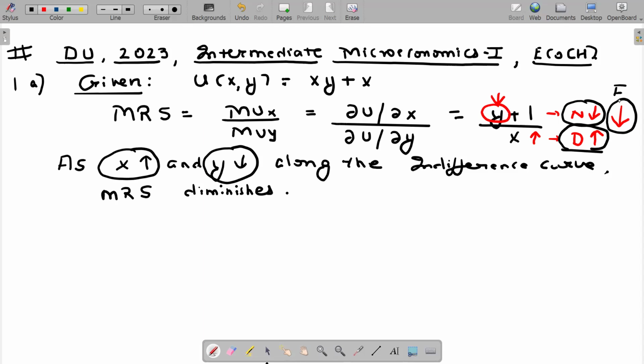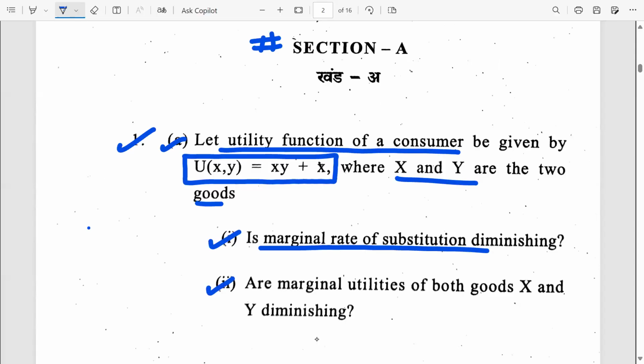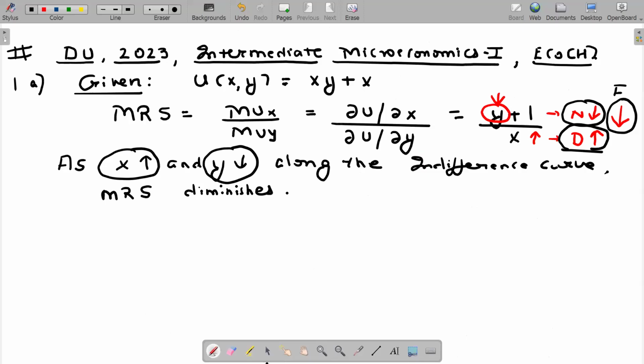Okay, let's come back to the question paper. We are done with part 1. Part 2. Are marginal utilities of both x and y diminishing? How do I check whether the marginal utilities are diminishing or not? So part 2, MUX is what?